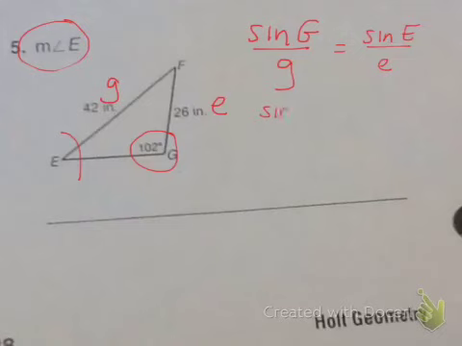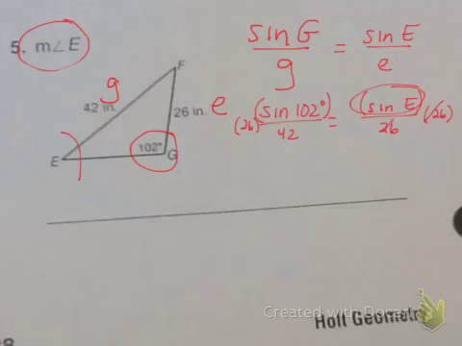The sine of 102 degrees over G, which is 42 inches, is equal to the sine of E, which is our unknown, all over 26. Now, since our unknown is a sine, we're going to multiply both sides in this case to get to our variable by 26. When we do that, we're going to have just the sine of E left over here. So I'm going to write it as the sine of E.